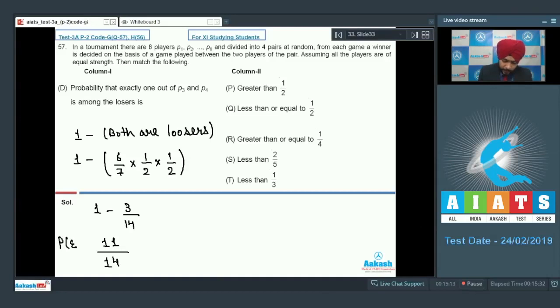The probability of event E is greater than half, greater than or equal to 1 by 4. So D matches again with P and R. Okay, let us move on to the next section which contains integer type problems.